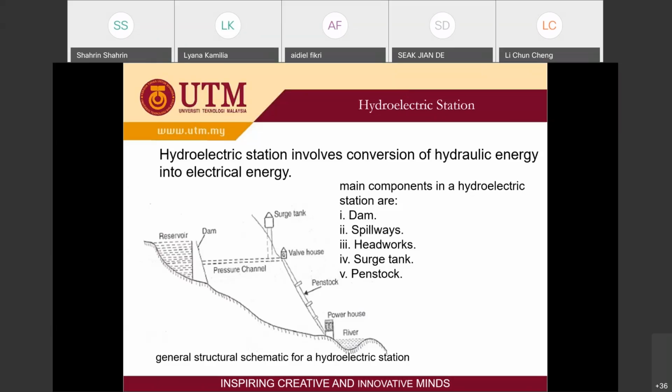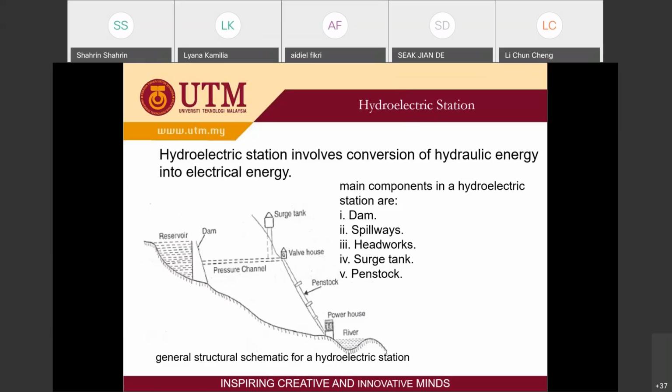So today we will finish on this hydroelectric station. Okay. So next week we will go on to the second part of this chapter, which is the transmission line.